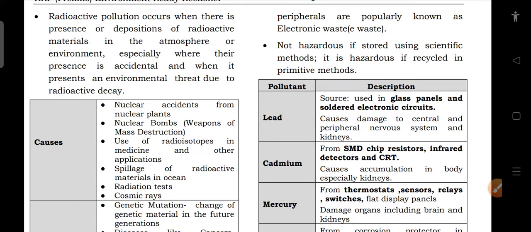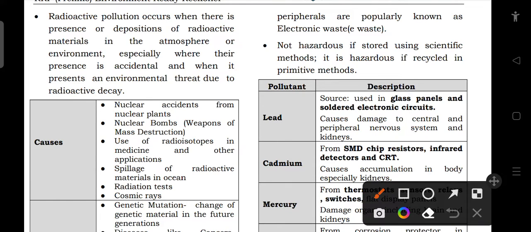So it occurs when there is presence or deposition of radioactive material in the atmosphere or environment, especially when their presence is accidental, and when it presents an environmental threat due to radioactive decay. So all these will cause radioactive pollution. Radioactive material whose presence is accidental and causes a threat.